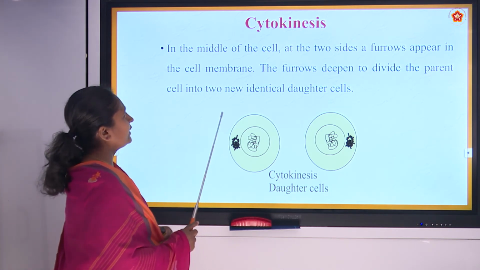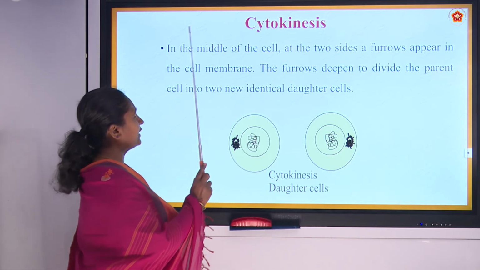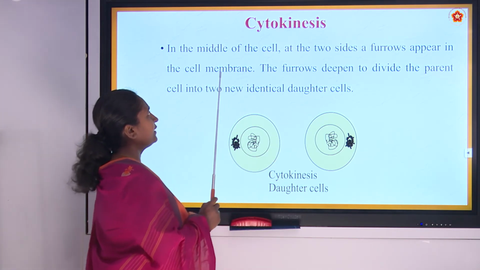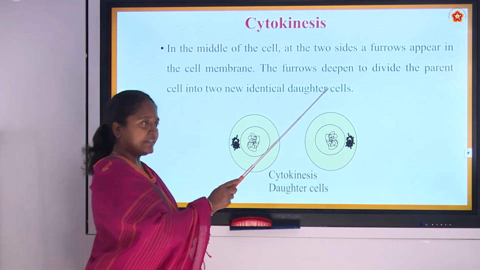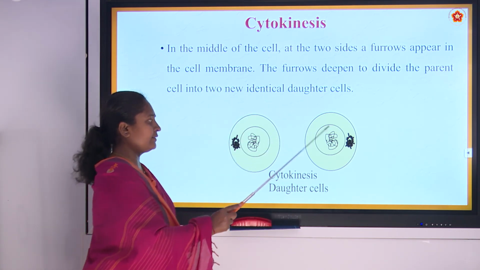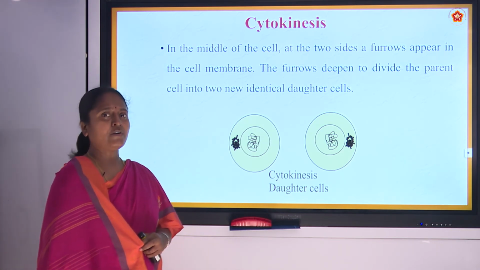These are all the events which happen in cytokinesis. In cytokinesis, we can see in the middle the furrow which appears in the cell membrane, and the furrow deepens and divides the cell into two identical daughter cells. Now, we have two identical daughter cells at the end of mitosis.